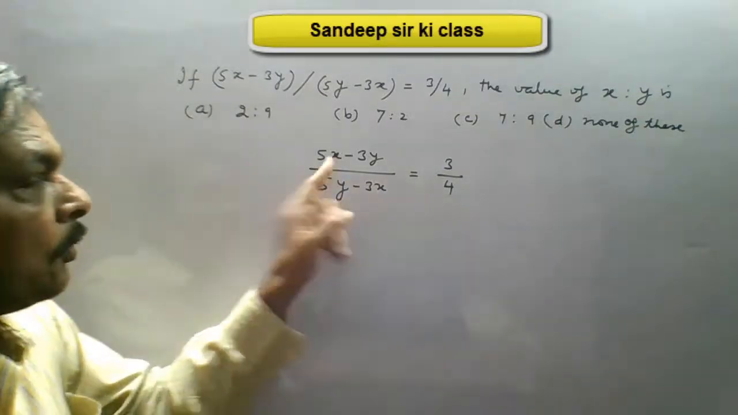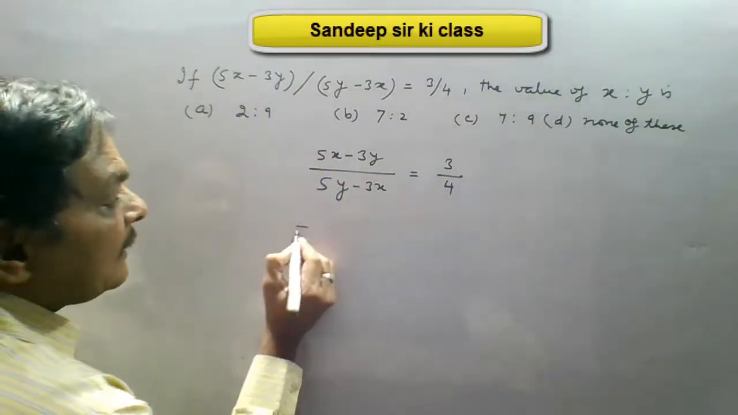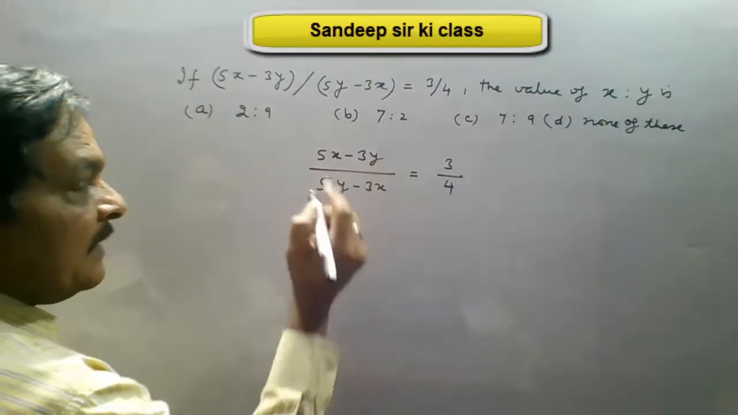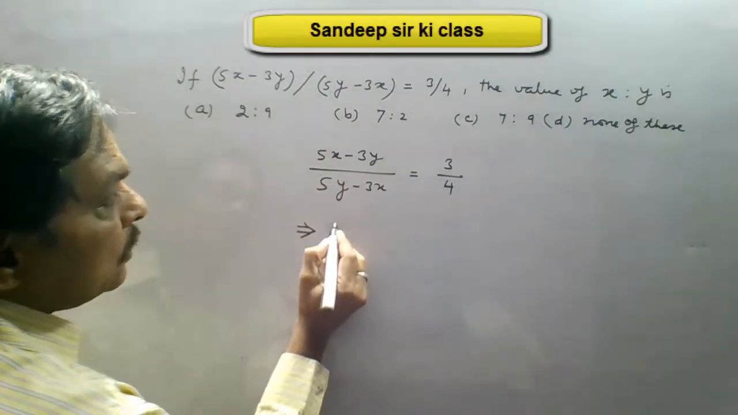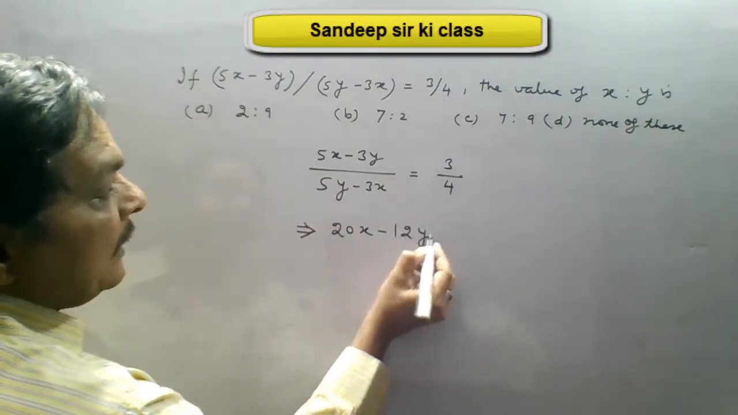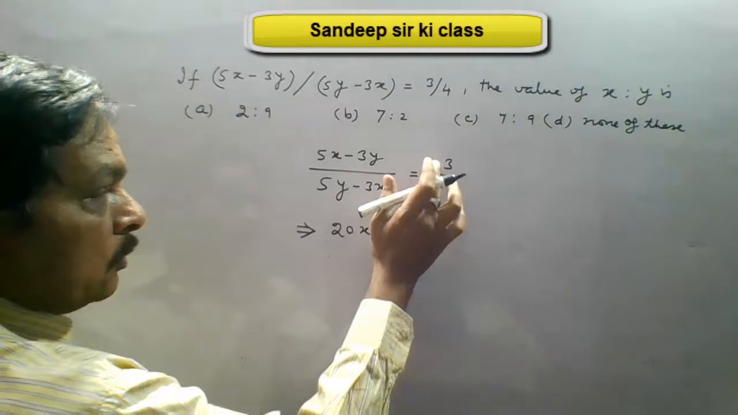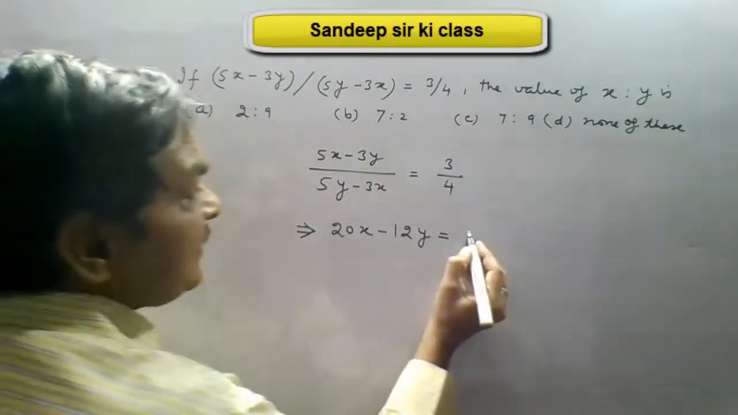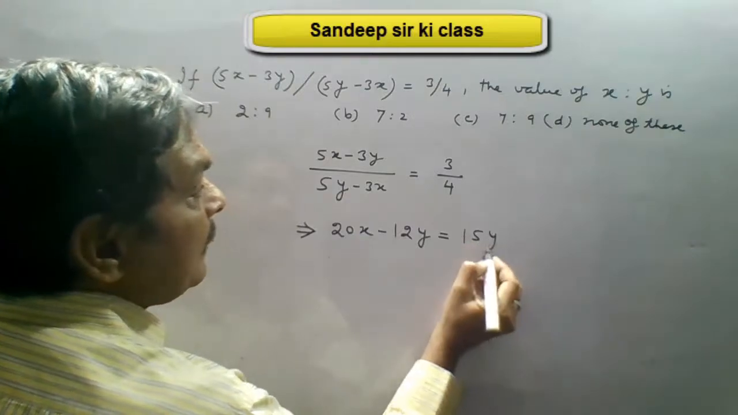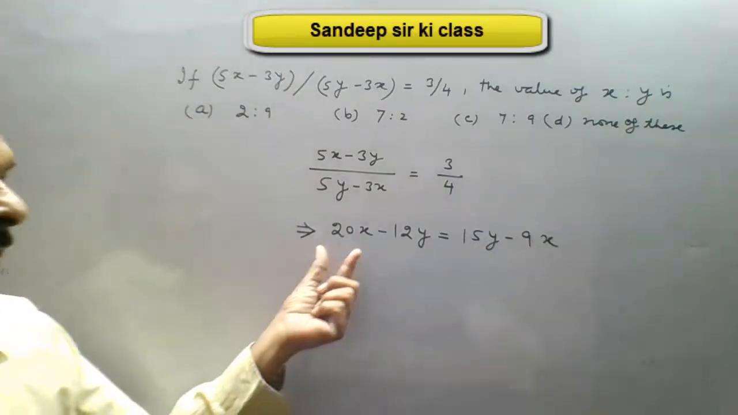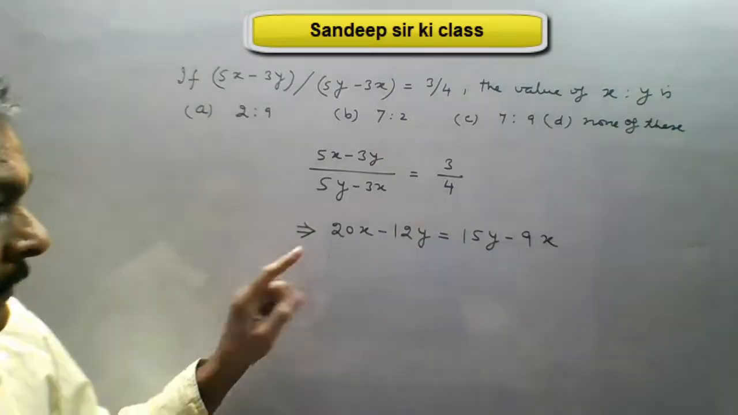Now, if we cross multiply, this implies, now 4 will be multiplied by 5x minus 3y, which gives us 20x minus 12y is equal to, now 3 will be multiplied by 5y minus 3x. This gives us 15y minus 9x. By cross multiplication, we get this equation.